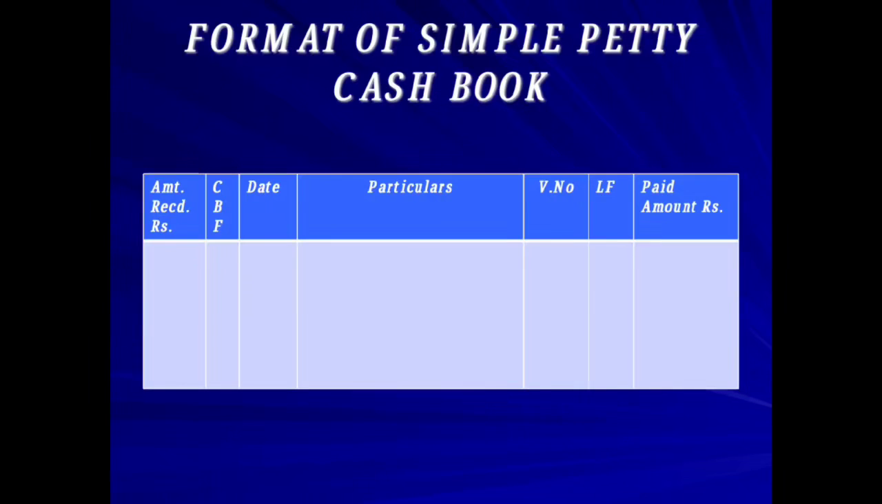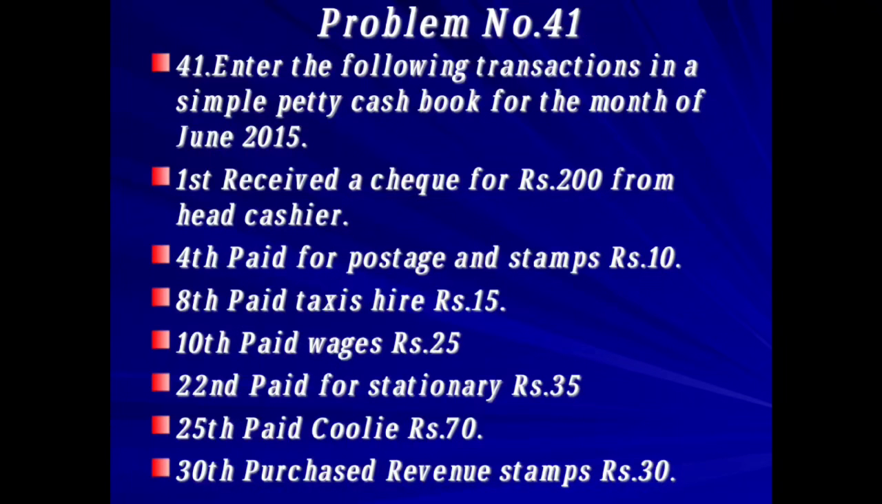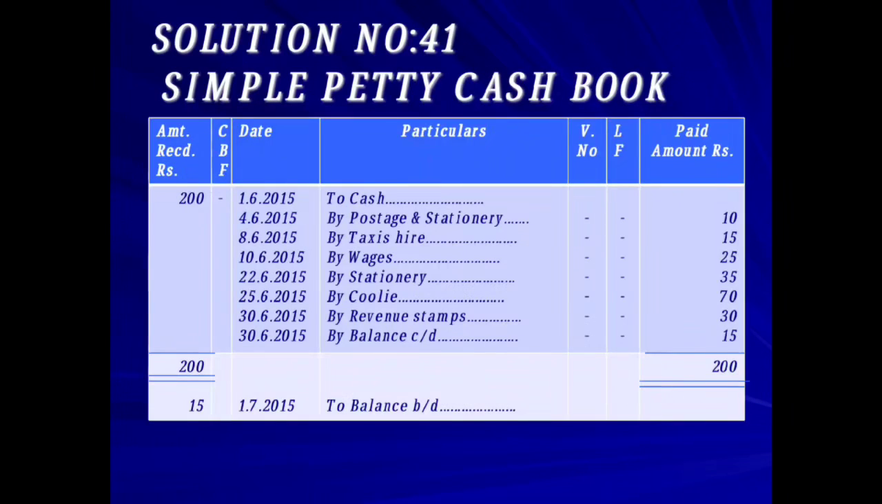So next we will see the first problem on this. Enter the following transactions in simple petty cash book for the month of June 2015. We have to prepare the simple petty cash book here. First entry: you have received a check for ₹200 from the head cashier. Means for petty expenses we have received 200 rupees here. See, the simple petty cash book title, amount received, cash book folio, date, particulars, voucher number, ledger folio and amount paid.